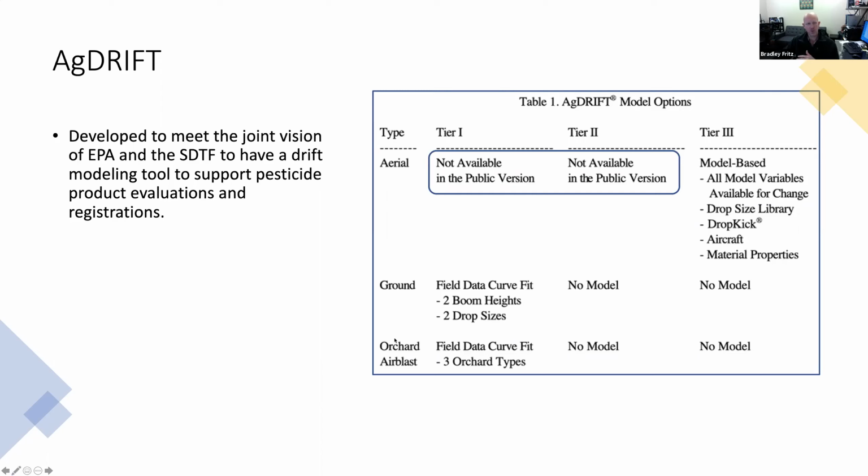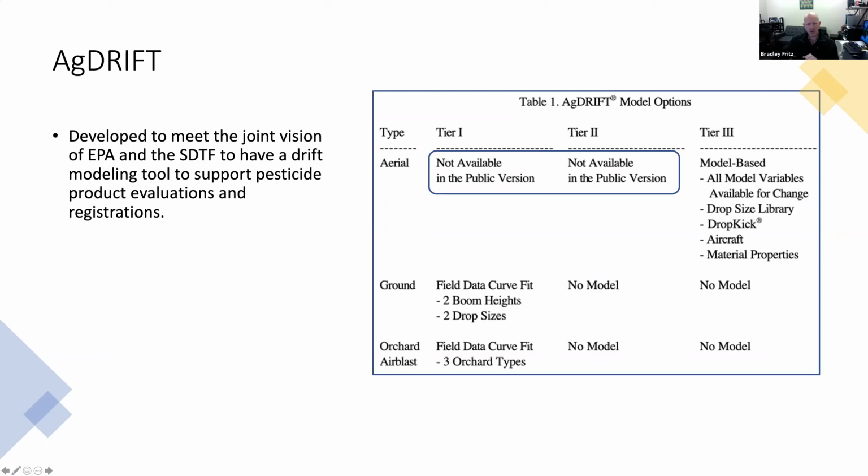You've got three tiers, from a worst case to best case scenario, where Tier 1 would be the most simple setup. You don't really have much ability to change anything. With the ground and the orchard, you can basically change boom height and droplet size, or orchard type with the orchard air blast. So it's really limited to that field collected data and the fits on that data, even though there are some efforts to keep growing that model into more of an empirical physical model. It's not quite there yet because we don't have the understanding like we do from the aircraft.